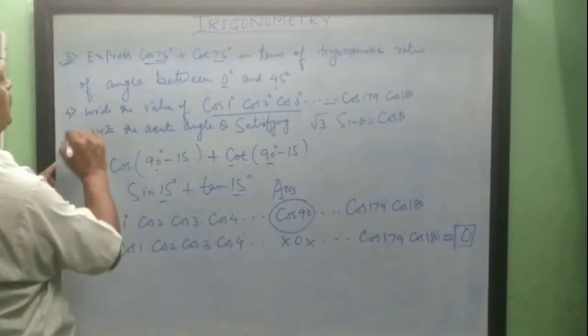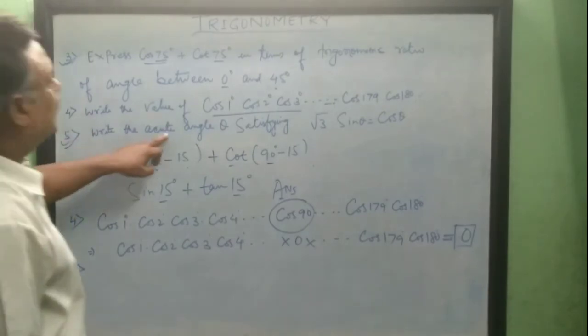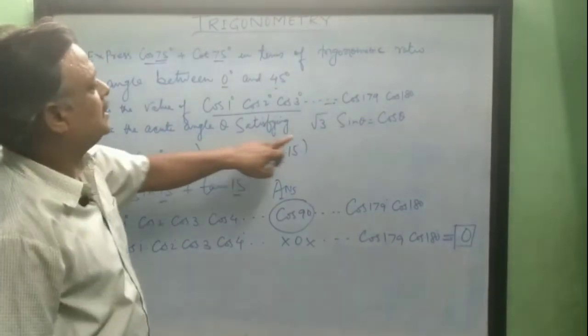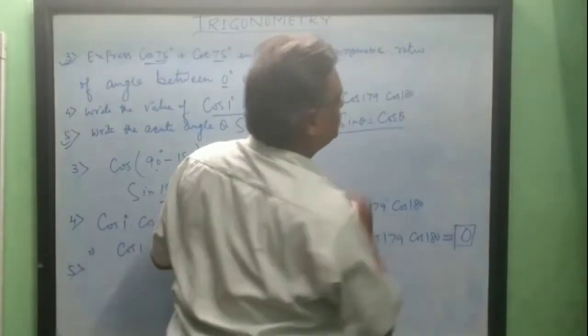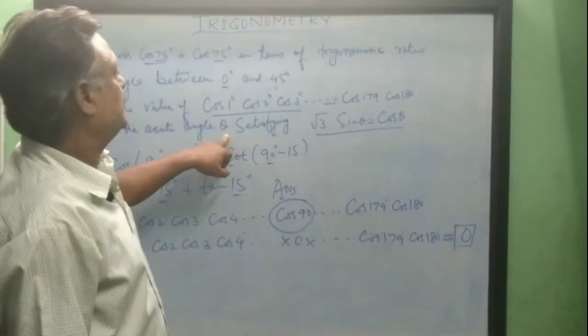So now question number 5. Write the acute angle theta satisfying root 3 sin theta is equal to cos theta. This time we have to find out the value of angle theta.